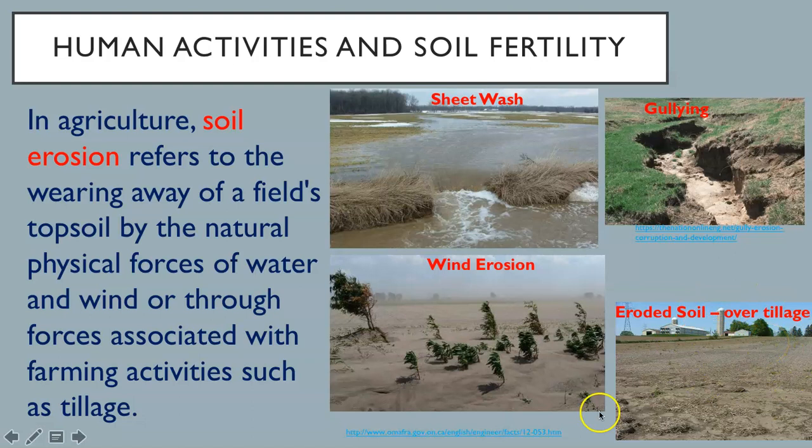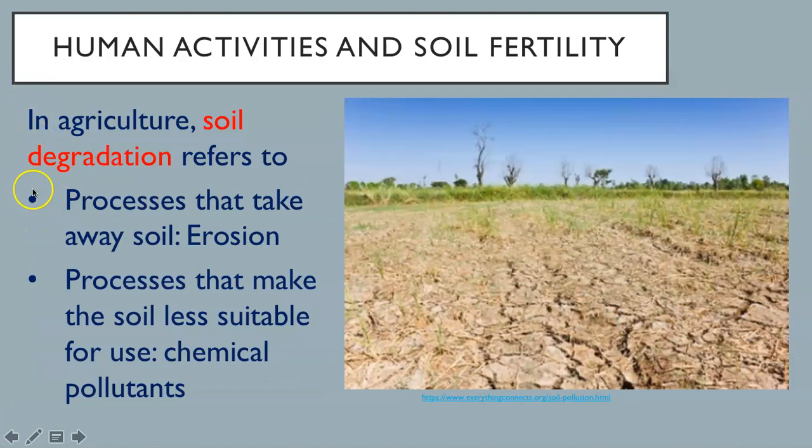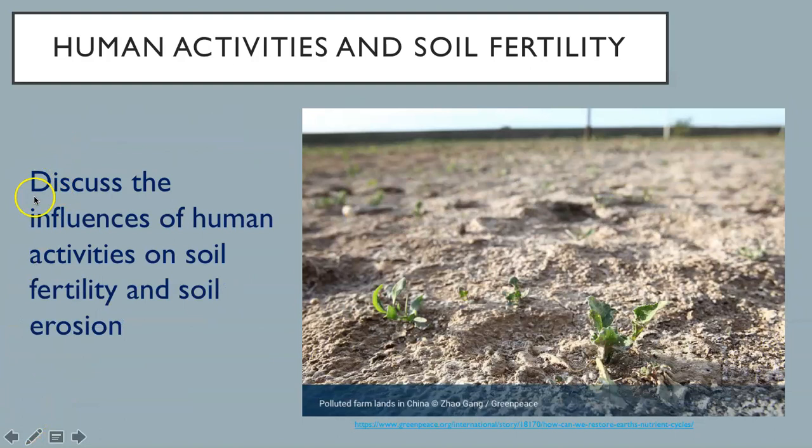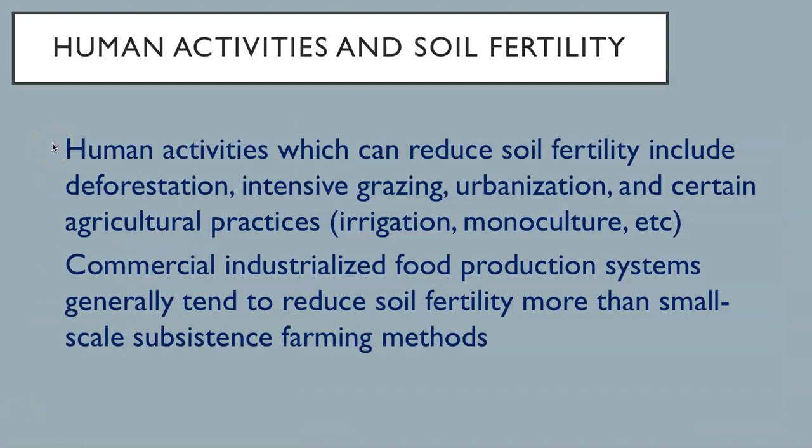In agriculture, soil degradation refers to processes that take away the soil, or erosion, and processes that make the soil less suitable for use, often chemical pollutants. You need to be able to discuss the influences of human activities on soil fertility and soil erosion. Human activities can reduce soil fertility, and these include deforestation, intensive grazing, urbanization, and other agricultural practices, including irrigation and monoculture, and so on and so forth. Commercial industrialized food production systems generally tend to reduce soil fertility more than small-scale subsistence farming methods.